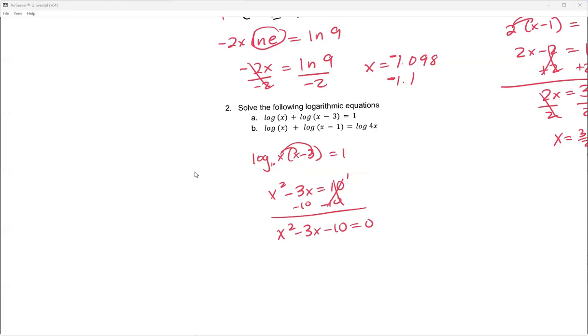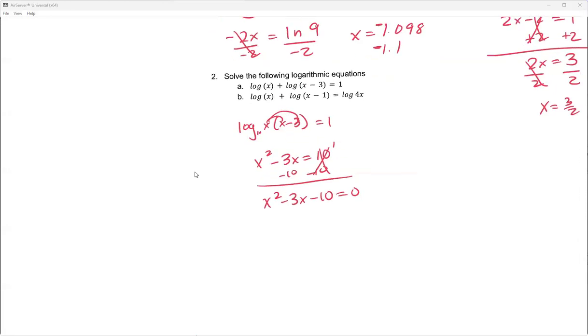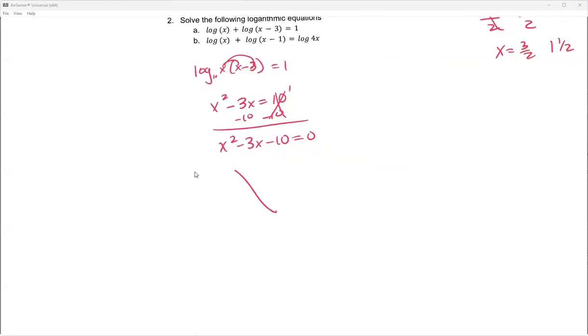All right, so you want to make it equal to 0. And then if it's not factorable, then you need to put it in the quadratic formula. But in this case, I'm hoping that these are all factorable. Okay, and this one happens to be factorable, because if you do this at negative 10 and negative 3, it'll be negative 5 and 2, my bad.